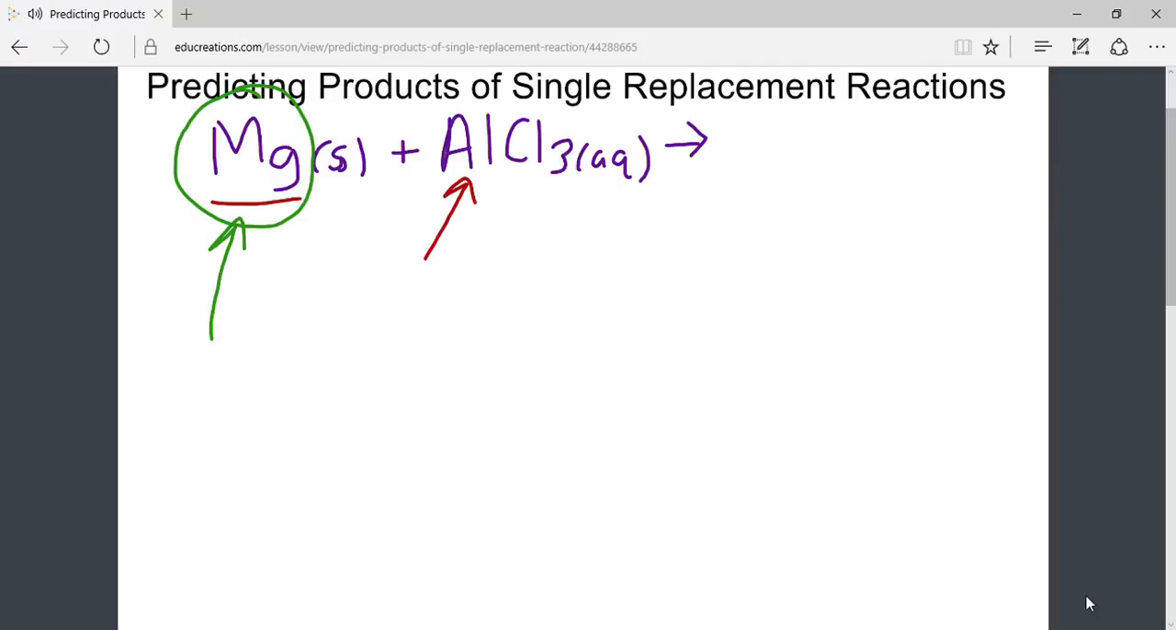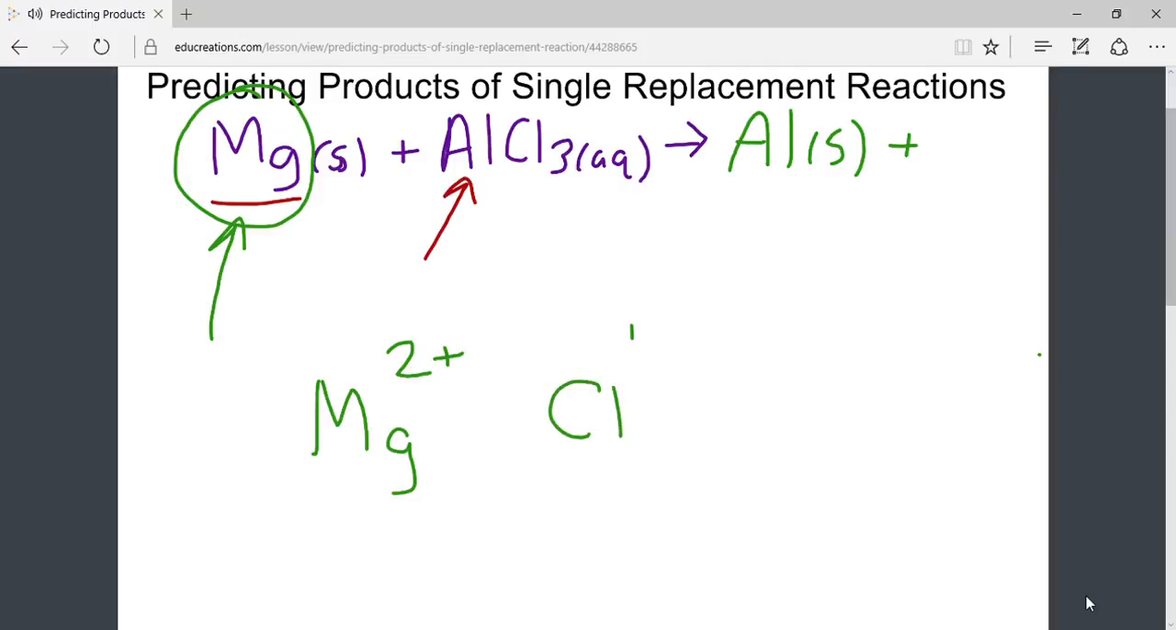Writing the products for an element is simple. We simply use the periodic table for most elements. Aluminum's symbol is simply written as Al. Aluminum will be forming what we know as the element, which is a solid. When magnesium replaces aluminum, it forms an ionic compound made of both the magnesium ion with a 2+ charge and the chloride ion with a 1- charge. The formula for magnesium chloride would require 2 chloride ions to balance out against the 1 magnesium ion.